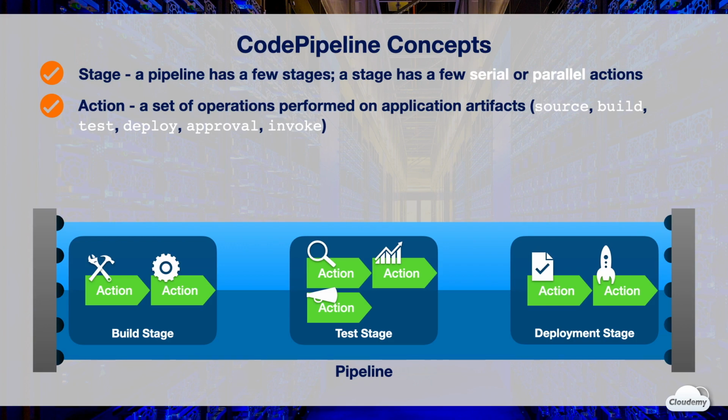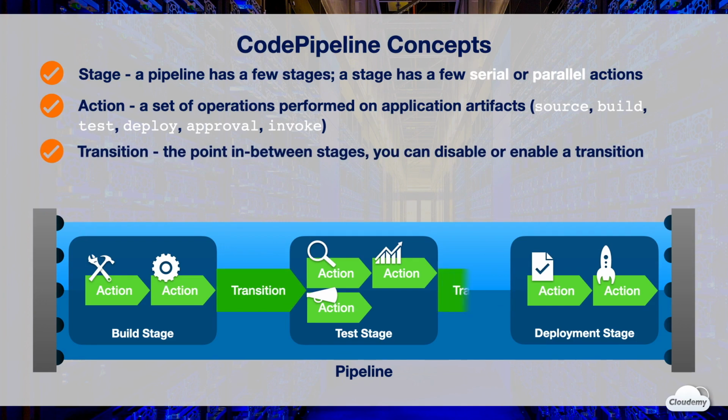For example, you can use Lambda function to populate data from the database for testing. Actions can run in sequence or in parallel. A transition is a point where the pipeline execution moves from one stage to another.